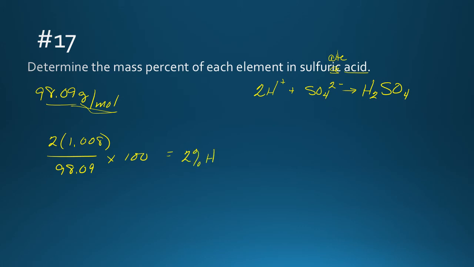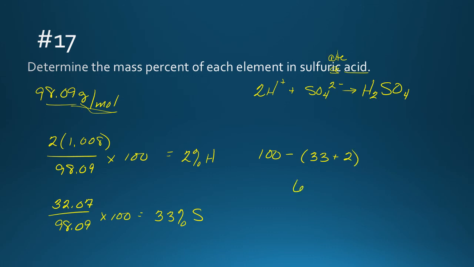For the sulfur, there's 1 sulfur, 32.07. Divide that by 98.09. Multiply that times 100. So 32.07 divided by 98.09, and I end up with 33% sulfur. All right, now for the oxygen, 100 minus 33 plus 2, that gives me 65% oxygen. If these 3 numbers add up to 100, you're done. So we're done with this problem.